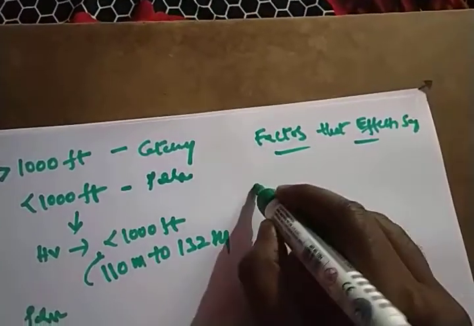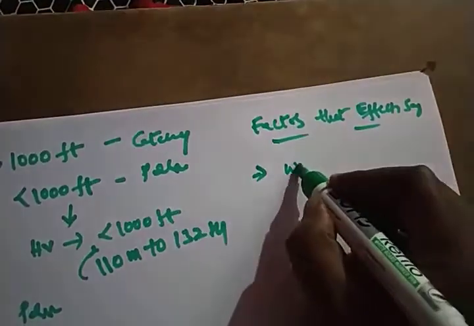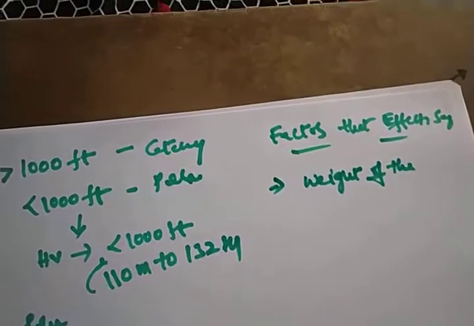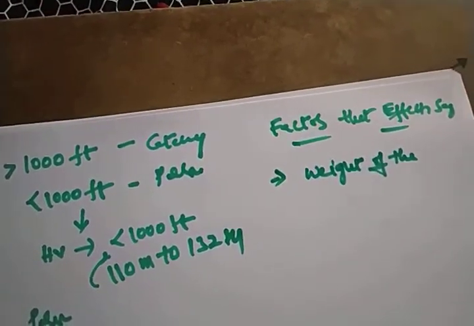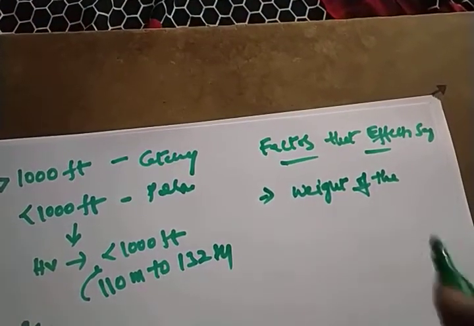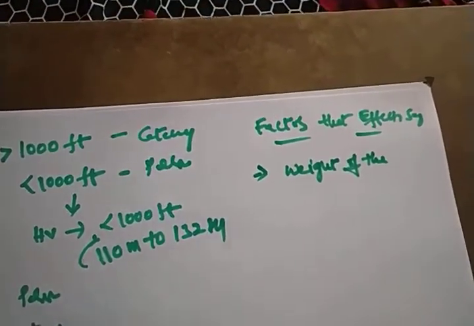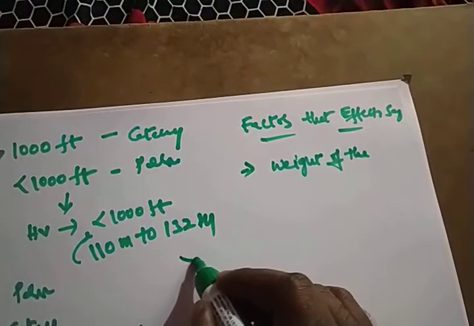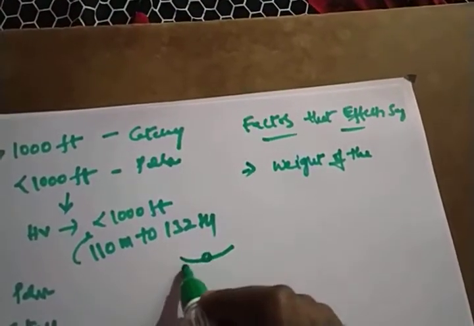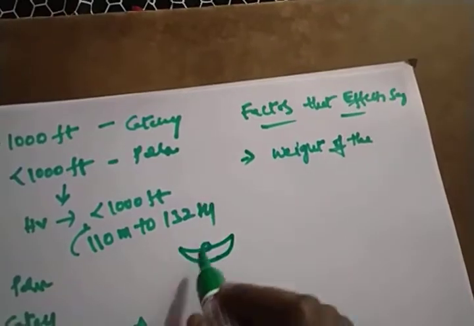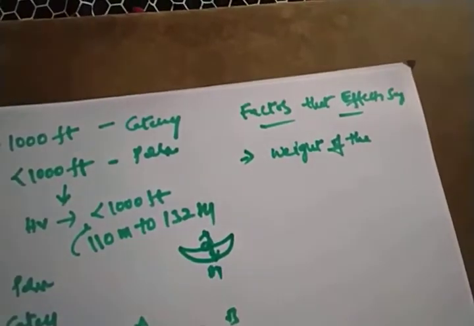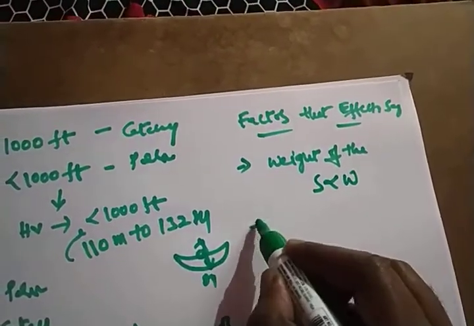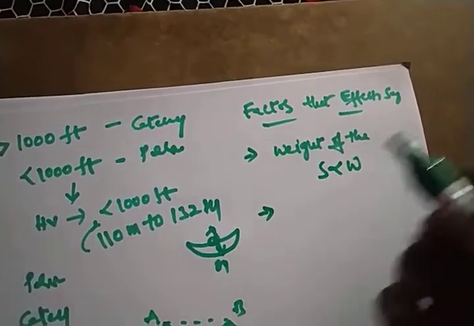The first factor is the weight of the conductor. Definitely, if the weight of the conductor increases, the sag is going to increase. If the weight increases, the conductor moves downwards, so the sag increases. Sag is directly proportional to the weight of the conductor. The second one is the location of the conductor.